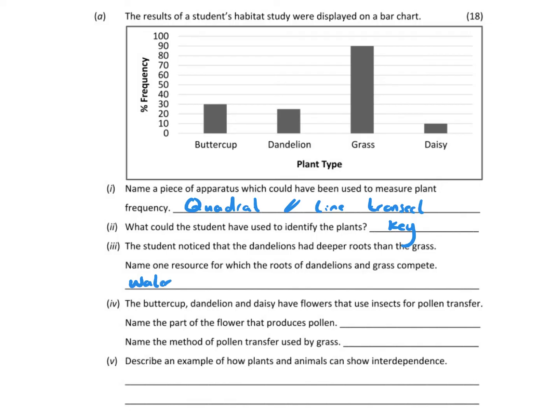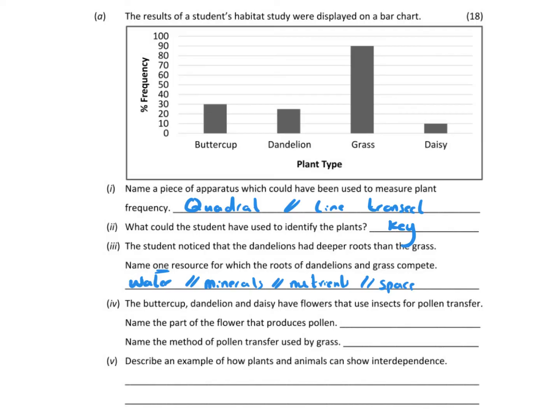So we get our marks for that. If we wanted another acceptable answer, we only will write down one though, because that's all we need. They do also compete for minerals. They also compete for nutrients. And they can compete for space as well. Okay, but again, we only need one resource there, so just make sure we're writing down the one.